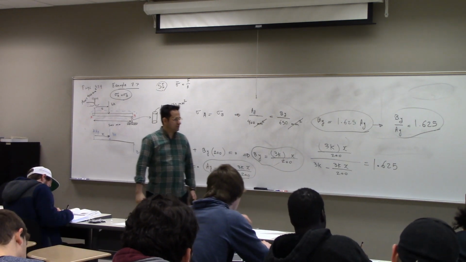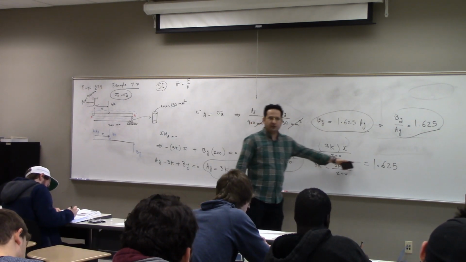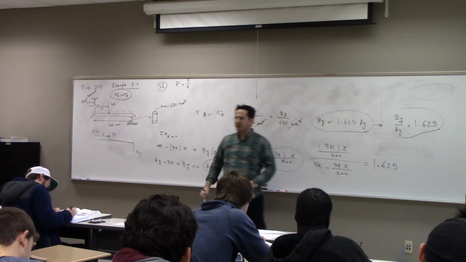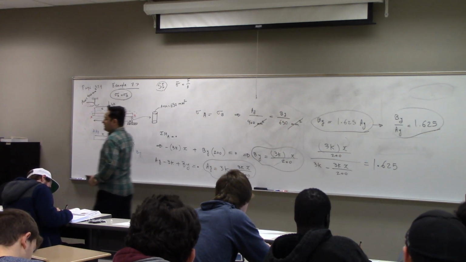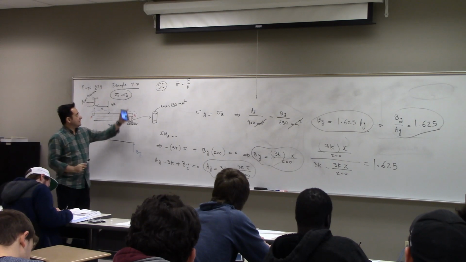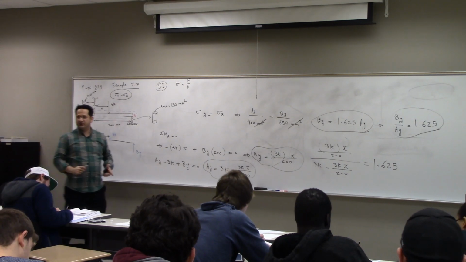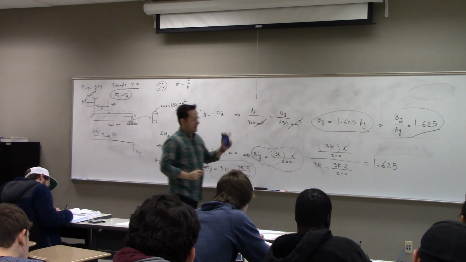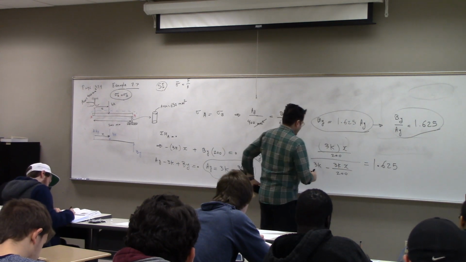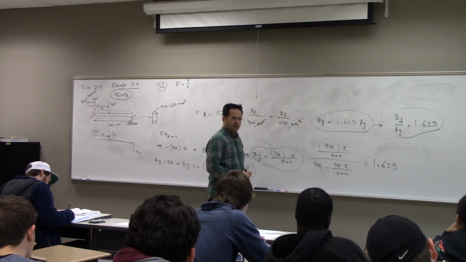Now, how many equations do we have? One equation, one unknown for x. In fact, we were missing one equation, and we just simply add this equation of equality of the stress. And now I can solve for x. So how do we solve this equation?